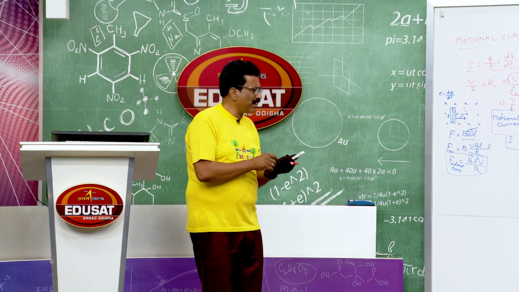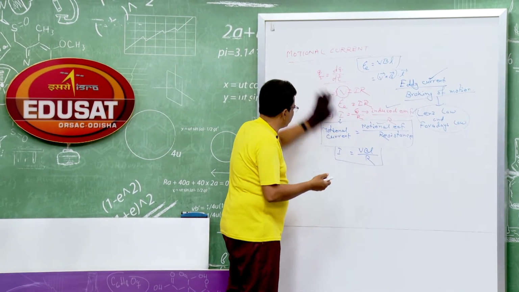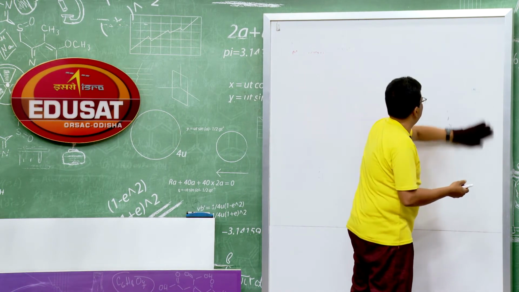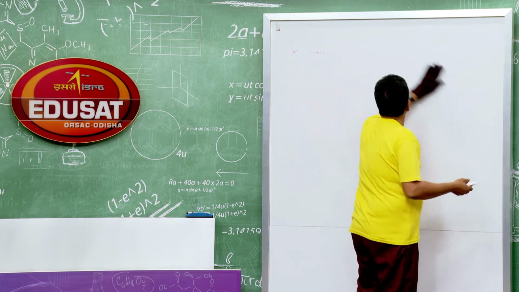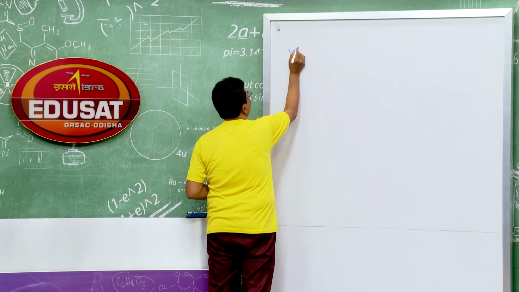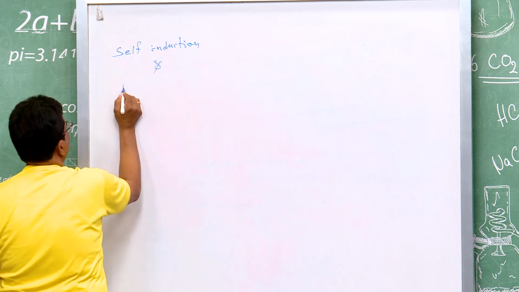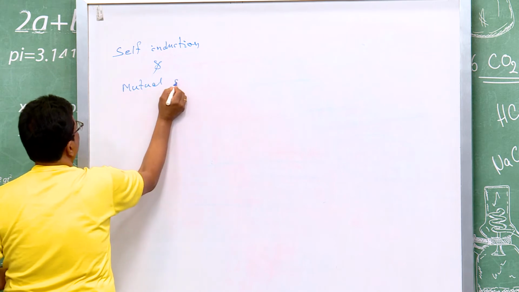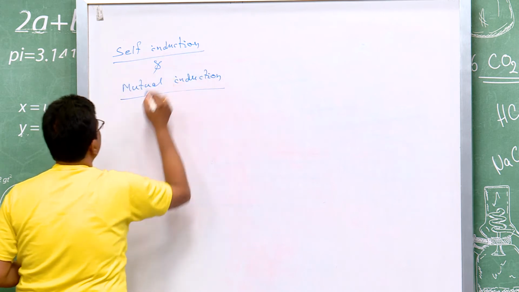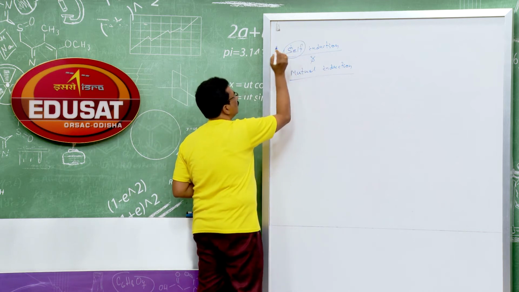The development of these eddy currents and motional currents leads to two different types. One is called self induction, and another is called mutual induction. So, from the name it is clear, self induction, that is S-E-L-F, self, not the shelf.